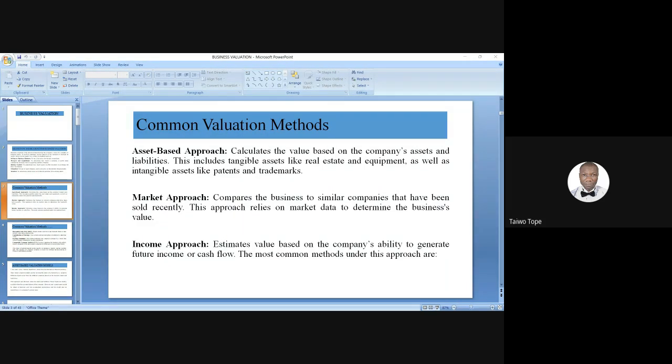So under asset-based approach, we have book value. Also, we have replacement value. When we talk about replacement value, this represents the cost of setting up a similar company or the cost of trying to replace an asset.